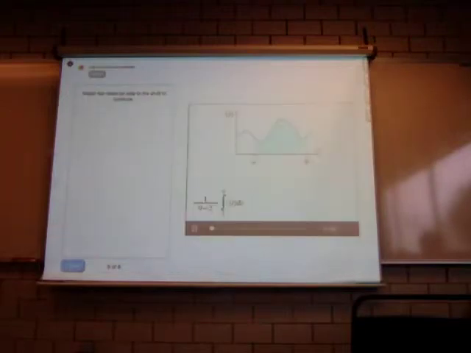Very well done. Here's the formula you came up with. The average value of this function f equals 1 over b minus a times the integral of f from a to b. For this function here, the height of this line represents the average value of the function. Let's consider the area under the average value.